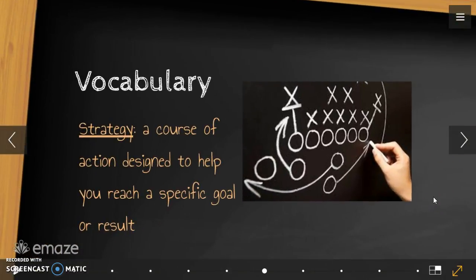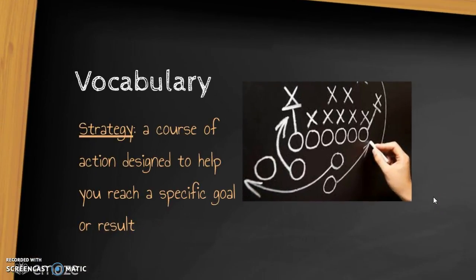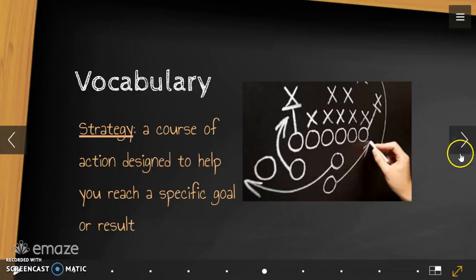And then your last vocab word is strategy. Strategy is a course of action designed to help you reach a specific goal or result. So whenever going into an essay or a research project, you should always have a strategy. Knowing which search engine to use, knowing what keywords you're going to use, how to assess and evaluate those, and I'm going to give you some tips about that later on.